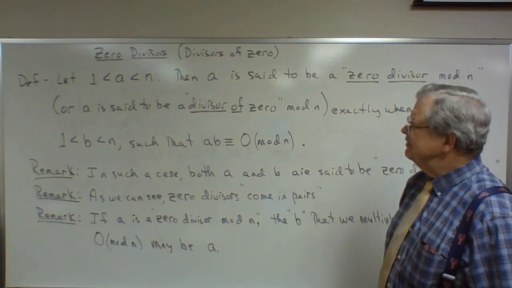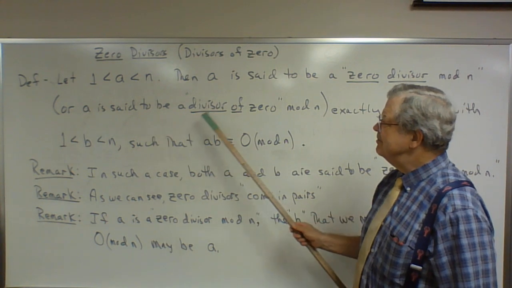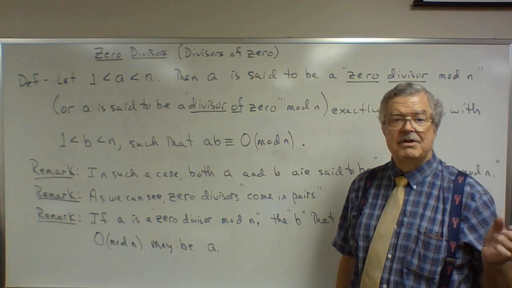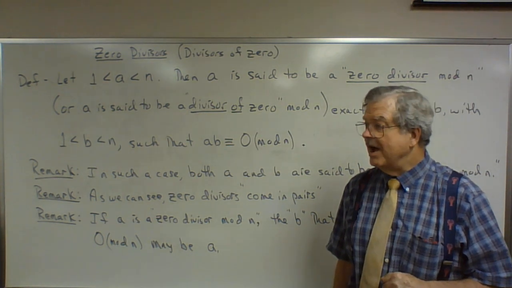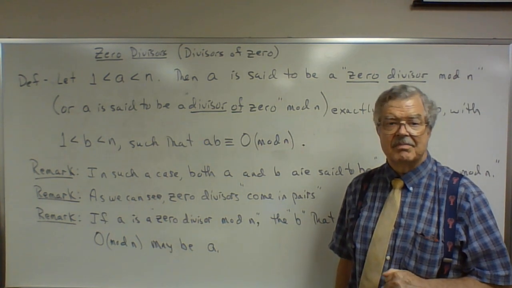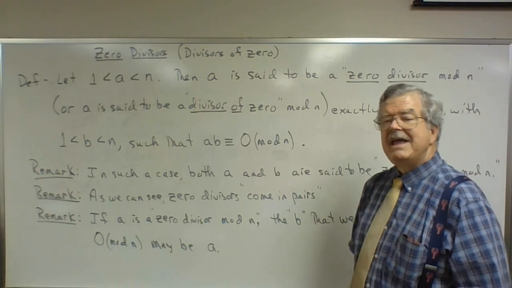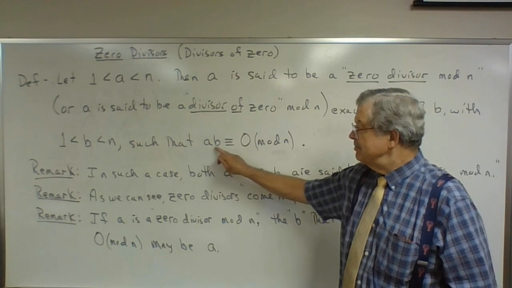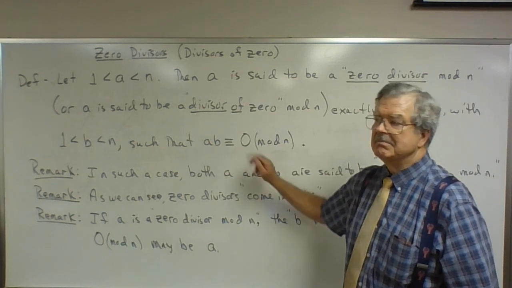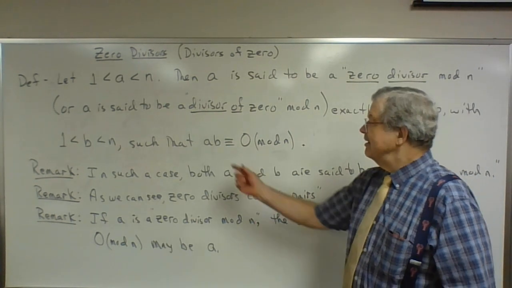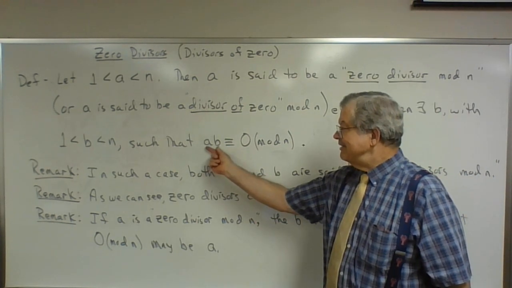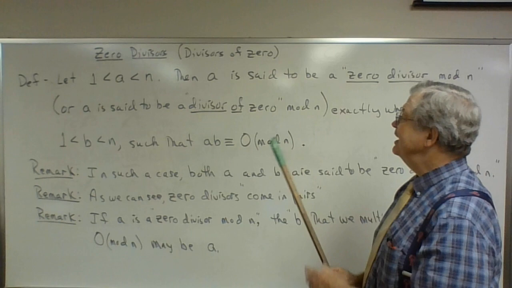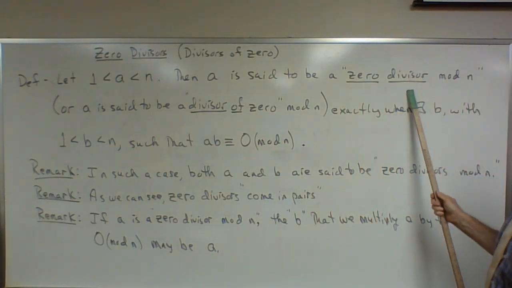And maybe now we can see why we call a a divisor of 0. We've been using the term divisor synonymously with factor. A is a divisor of 0 if there's some other integer that we can multiply a by to get 0. So a times some other integer is 0. A is a divisor of 0. We call it a divisor of 0 or a 0 divisor.